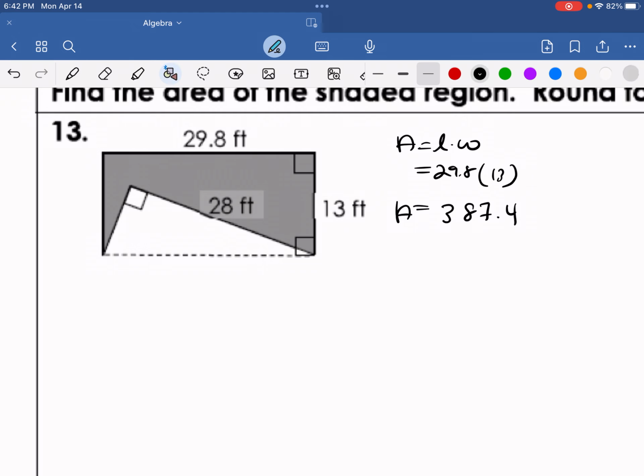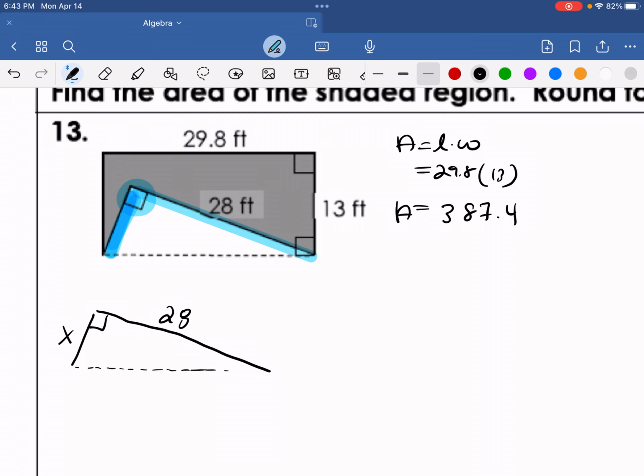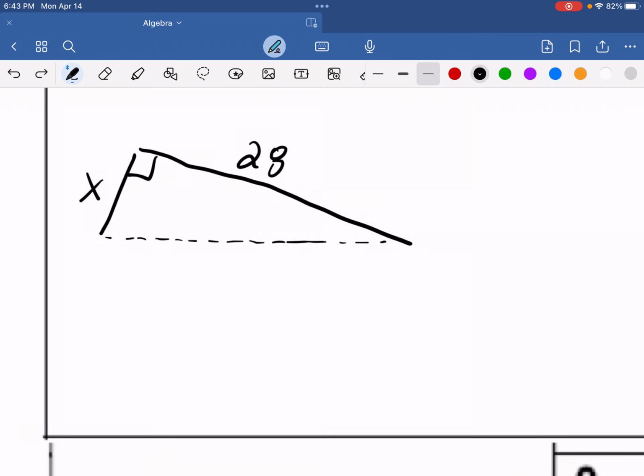Okay, for the triangle, again, we need base and height. That would be where the 90 is. You already know this number, but you're missing this one. So if I draw my triangle again, we are missing this side. We know this side is 28. There's the 90, and then there's this little dash on the bottom. All I did was copy the triangle. But you should know that if the top is 29.8, then the bottom is 29.8 because it was coming from a rectangle.